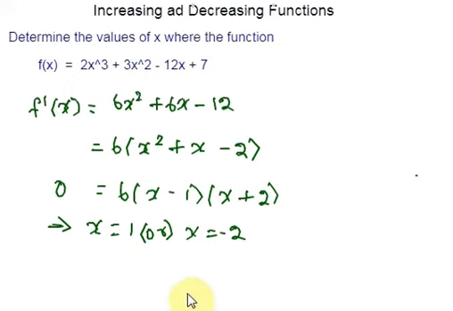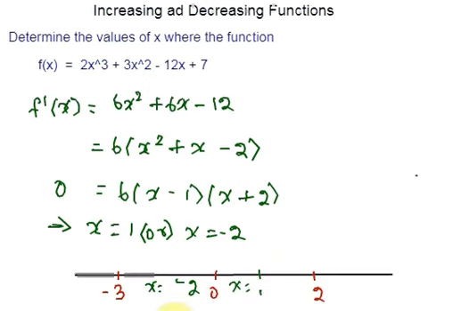Now let me create some test values. Just plot these 2 points on the number line and pick the numbers in between. That would be a good idea. So I'm going to take negative 3, to the left of negative 2, and 0 in between, and I'm going to take a positive number after 1, so let me take 2. Just take the numbers on either side of the critical numbers.